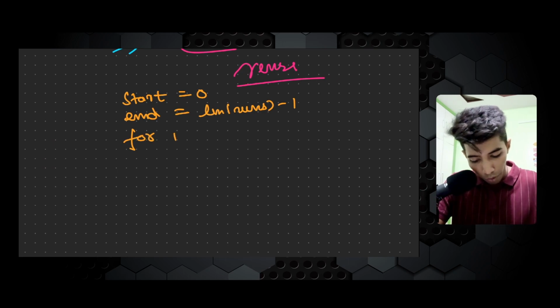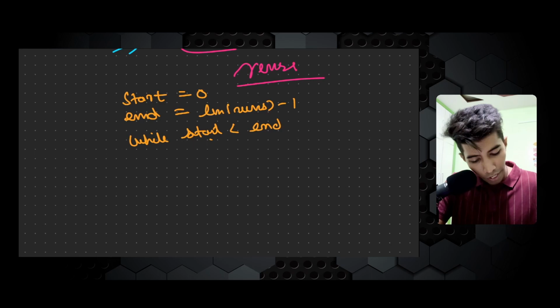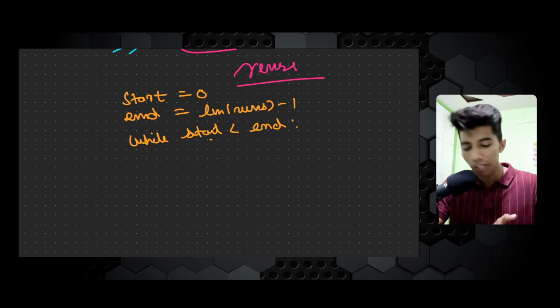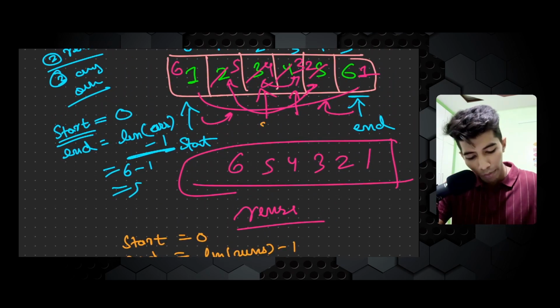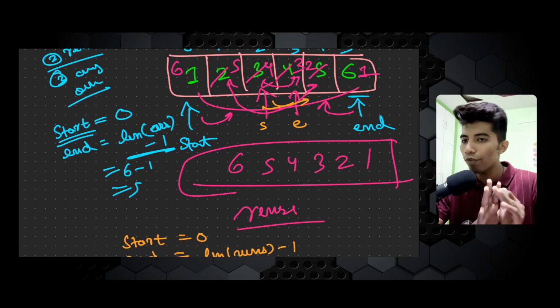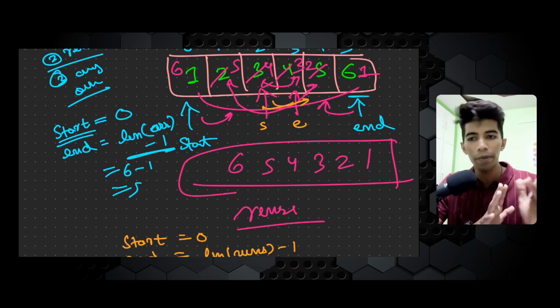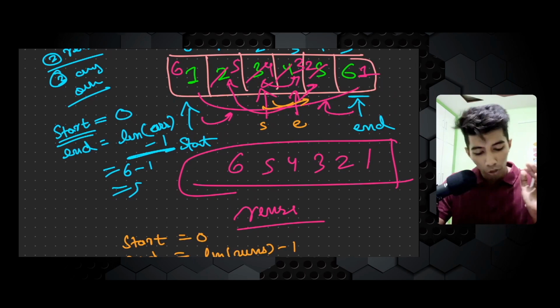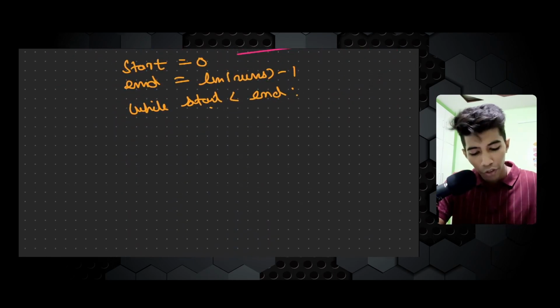Here I will use the while loop. While my start is lesser than end, what do I have to do? Why have I written start is lesser than end? Because at that particular time, if here is my start and here is my end, after this my start will become greater than end. At that time I have to break the loop, because my array will be reversed. So I have to write one condition: my start should be lesser than end.